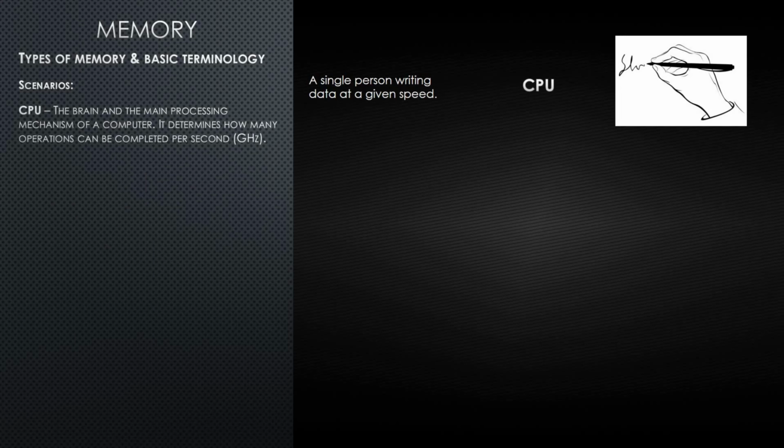First, the CPU is the brain and the main processing mechanism of a computer. It determines how many operations can be completed per second. The number of operations per second is measured in gigahertz. For example, 3.6 gigahertz equals 3.6 billion cycles per second. This can be compared to the writing speed of an individual. Some people write faster and others write slower.